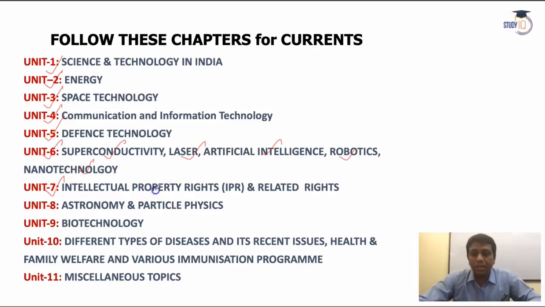the seventh chapter is intellectual property rights, eighth chapter is astronomy and particle physics, ninth chapter is biotechnology, 10th chapter is different types of diseases, its recent issues, health, family welfare, examination program, and the 11th one is miscellaneous topics. So these 11 chapters are required for your UPSC preparation from science and technology overall.